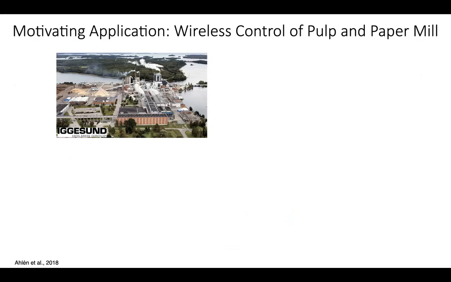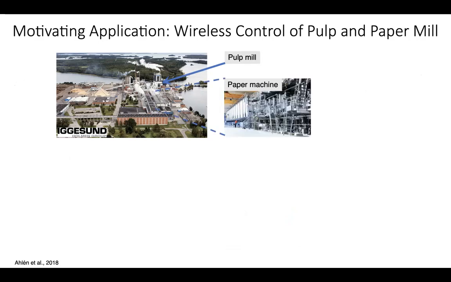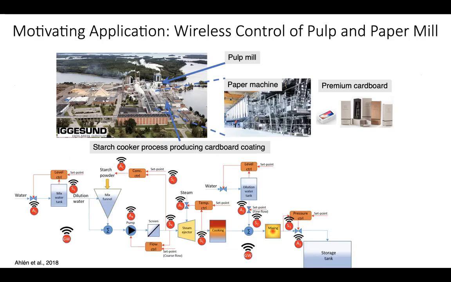I took an example: a pulp and paper mill, Iggesund, located a couple of hours north of Stockholm. You see in this picture the pulp mill and the paper machine, which is used to produce, in this case, premium cardboard. In such a process, there are many different sub-processes going on. One is the so-called starch cooker process, for which I draw the block diagram here, where you see a handful of actuators and sensors controlling this chemical process.